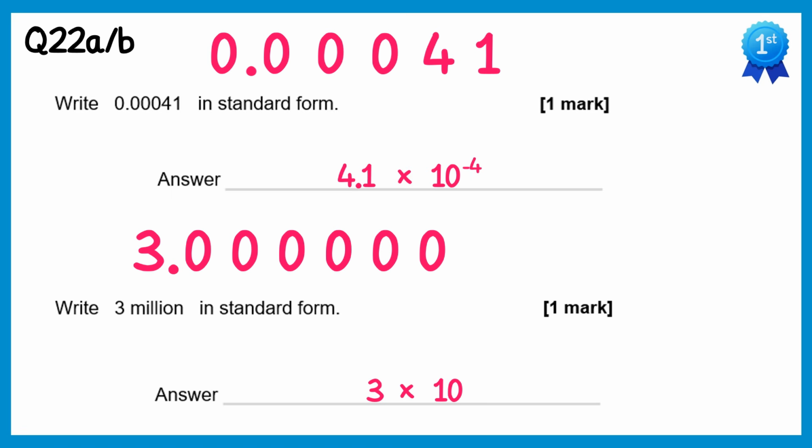3.000000. That's just 3. If we times it by 10, we get 30. 10 again, we get 300. 10 again, again, and one more time, and we'd end up with 3 million. So that was 6 times, so it's 3 times 10 to the power 6.